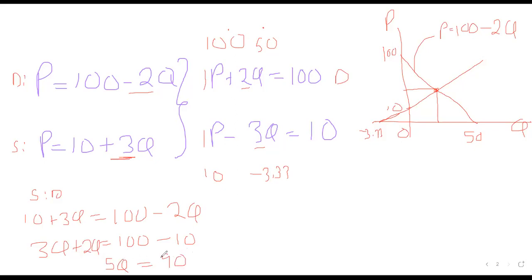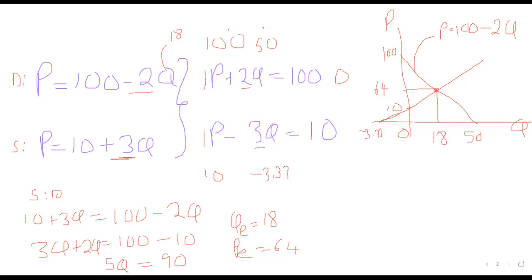So when you divide 5 into 90, we're going to get our equilibrium quantity as 18. And when you substitute this 18 in any of the Q's, 2 times 18 is 36. 36 from 100 will be 64. So our equilibrium price will be 64. So here you put your 64, here you put your 18.